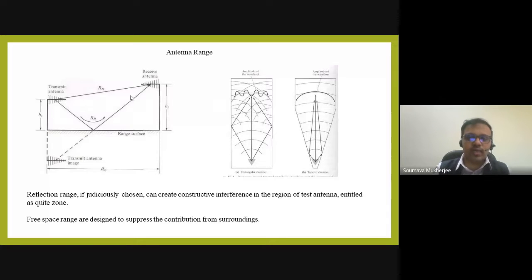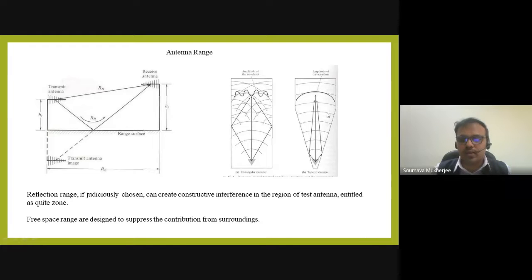The other thing is that we try to simulate the condition we assumed theoretically, that no reflection from the other cases will be there. We can design a room which will simulate this condition, so that reflections from the surroundings are minimized, and we will ultimately create a plane wave incidence on the antenna.